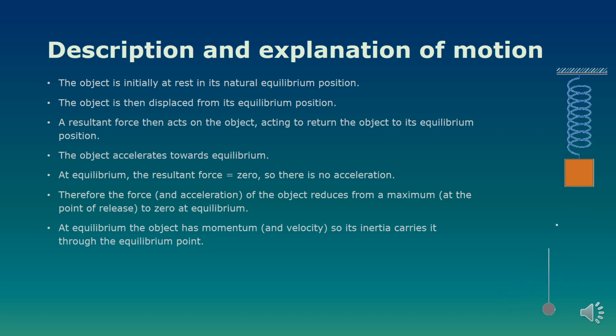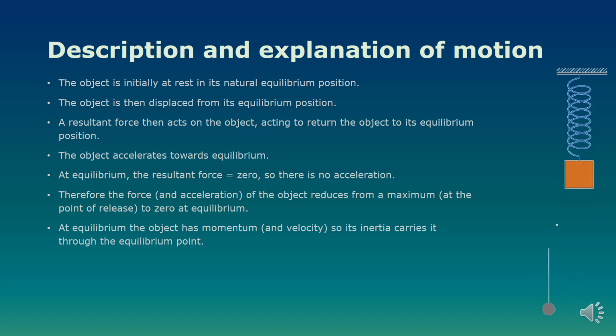And at the equilibrium position, this object's been accelerating towards it, so it's not going to behave like it did when it was totally at rest. It's now got momentum. It's been accelerating, so it's got velocity and therefore momentum. So it's going to have some inertia that just carries it straight through that equilibrium point. So this is why it doesn't stop when it gets back to equilibrium. It's got that inertia to carry it on through.